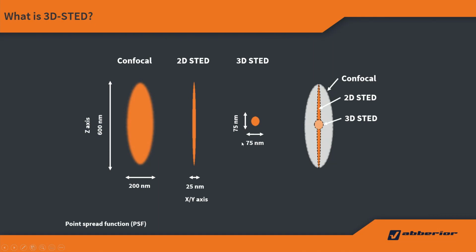But with 3D STED, we get better resolution in all 3 dimensions. So we're sacrificing a little bit of XY resolution, but we get a much improved resolution in Z. And this is what we were using in the live plant tissue here.